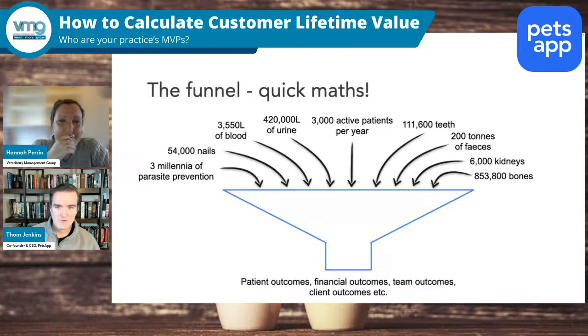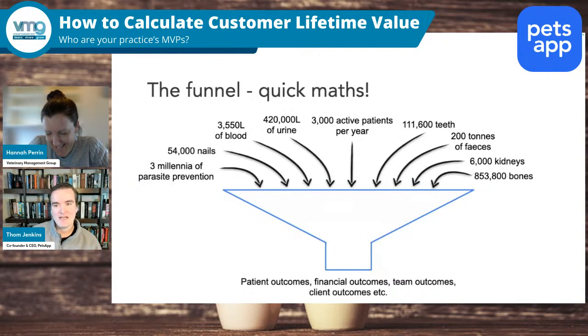111,600 teeth to scale, polish, extract, or get bitten by, 200 tons of feces to sample, 6,000 kidneys to keep healthy, and 853,800 bones to keep intact. And for any sticklers out there, I have had people come to me and try and challenge some of these numbers. I've assumed a 60% canine, 40% feline ratio in these numbers, so you can run the maths and let me know how I've done.